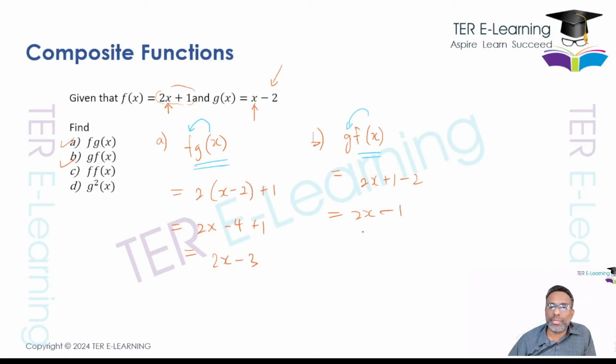So if you notice, f g of x and g f of x are not equal. Sometimes they ask us to prove that in the exam. So you work out each one, and if the answers are different, well, then that's it. Now, sometimes you may see f of f, and you need to realize that that is also a composite function. So this is part C.